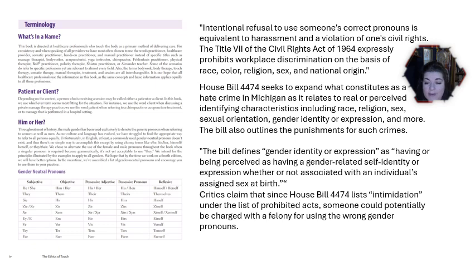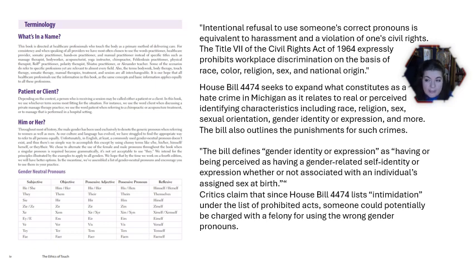The bill defines gender identity or expression as being perceived as having a gender related self identity or expression, whether or not associated with an individual's assigned sex at birth. And a lot of critics are claiming that since that House bill lists intimidation under the list of prohibited acts, someone could potentially be charged with a felony for using the wrong gender pronouns.